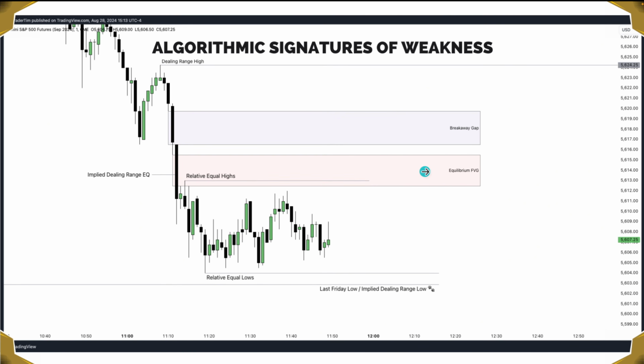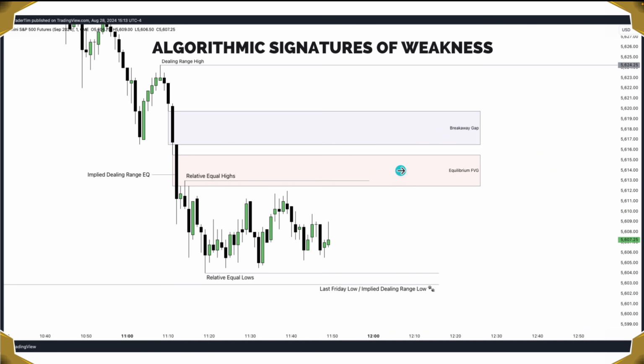We discussed the equilibrium fair value gap, right? When we've identified the dealing range, we've identified where we want the manipulation to occur. We also want to identify certain algorithmic signatures. Now, in this case, since we are bearish in our analysis and we want to have a setup targeting these relative equal lows down here, this engineered sell side liquidity, we want to see manipulation as we've already established.